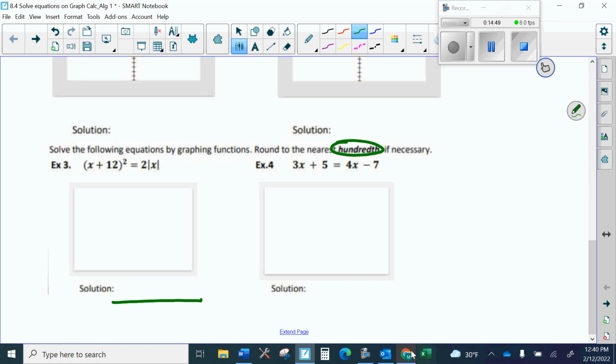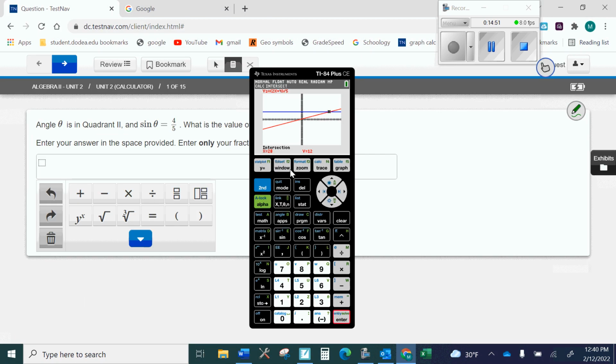Here we go. Go back to my y equals, clear that one, parentheses, x plus 12 quantity squared equals 2. Now absolute value, I can hit second 0 for catalog, and the very first word is absolute value. Just hit enter. It's going to put the absolute value in there, and we just want it of x is all it said. Now I have to right arrow to get outside of there.